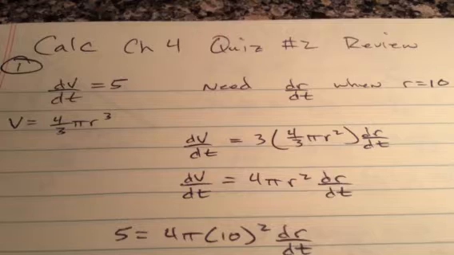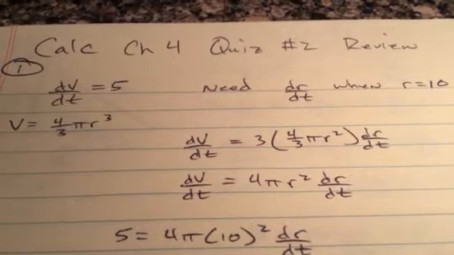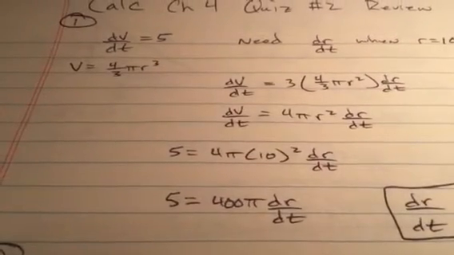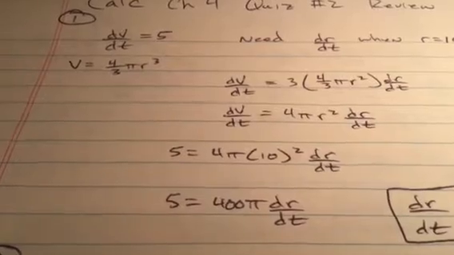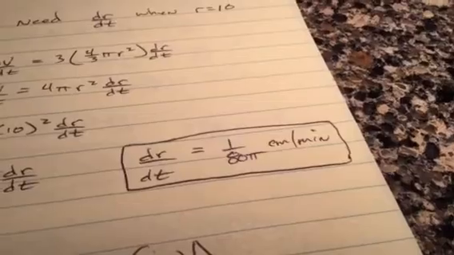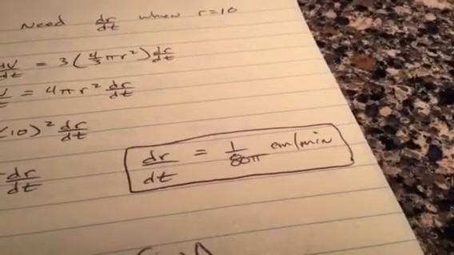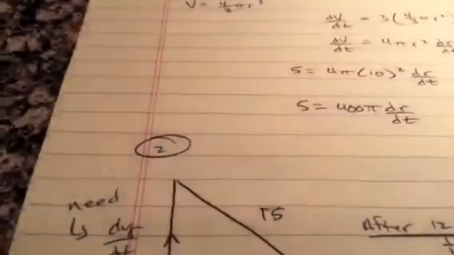You know that dV/dt is 5 and that r is 10. Do a little simplifying. Divide both sides by 400π. 1/(80π) centimeters per minute is the rate at which the radius is changing.